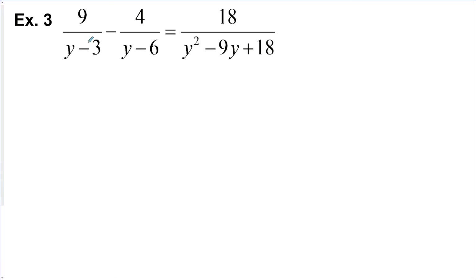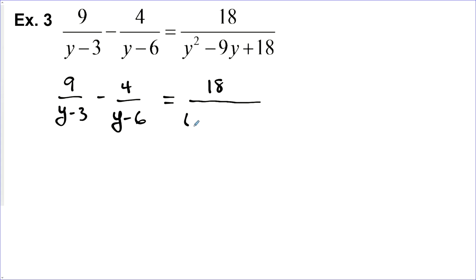Example 3, our first two terms are already factored, they already look nice, but this one needs factoring. So let's do that first. Not changing anything on the left side of the equation, just going to factor the right side. So y minus 6 and y minus 3. Okay, now I can make a note of my non-permissible values. In this equation, y cannot be allowed to equal 3 or 6, because then we'll be dividing by 0.